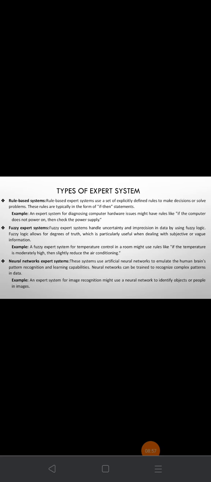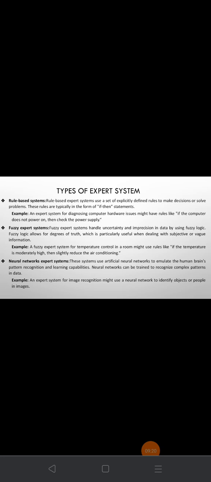There are mainly three types of expert system: rule-based expert system, fuzzy expert system, and neural network expert system. Rule-based expert systems use a set of explicitly defined rules to make decisions or solve problems. The rules are typically in the form of if-then statements. Examples are given.